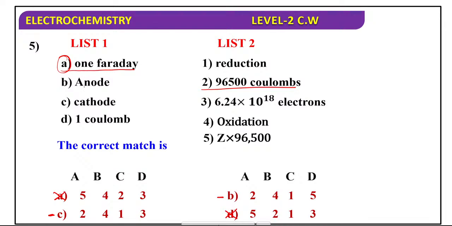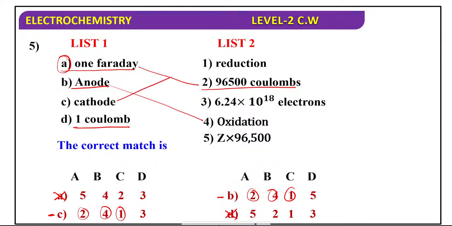Next is anode. So at anode, yes, at anode oxidation takes place. That means B should have 4 options. So it has 4 in both the cases. Cathode is reduction, that is true in both the cases. Now 1 coulomb. So 1 coulomb is equal to, you have option number 3 and 5. So 1 coulomb is equal to what?